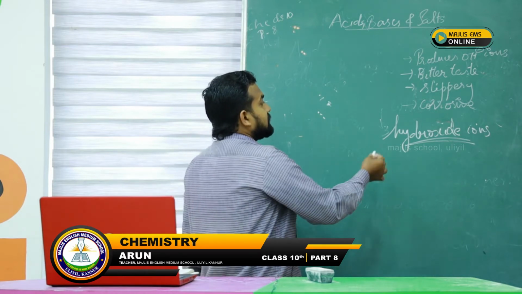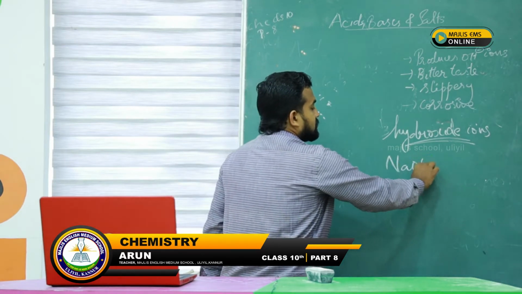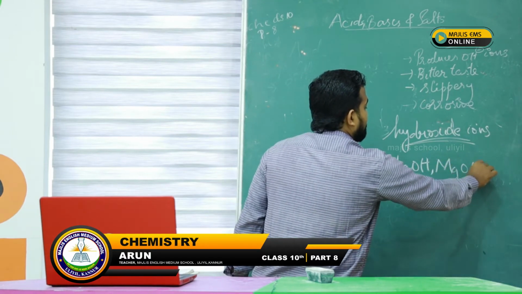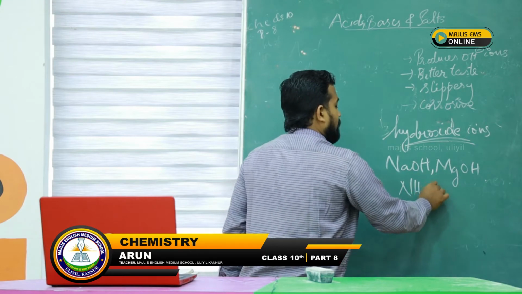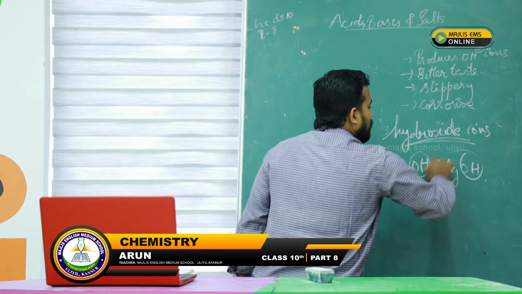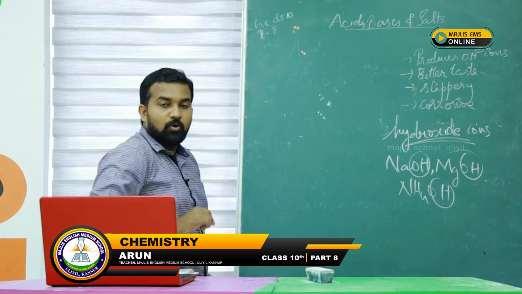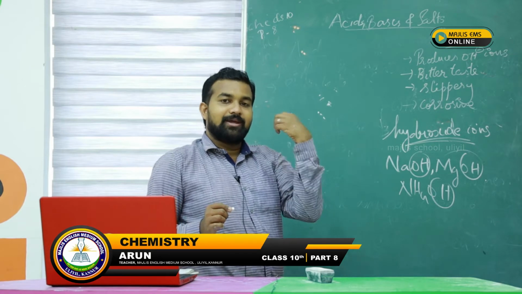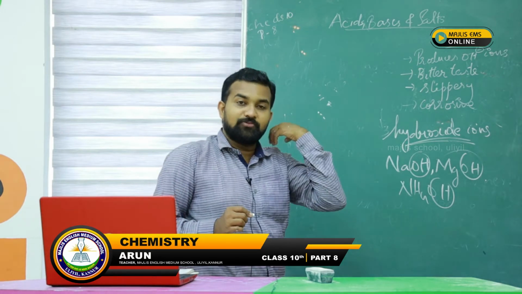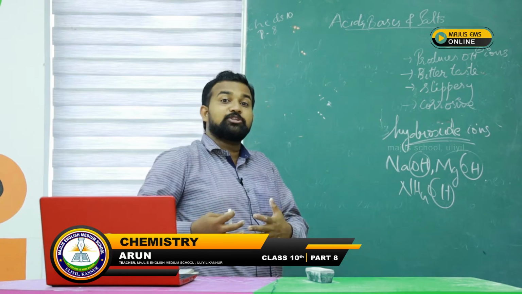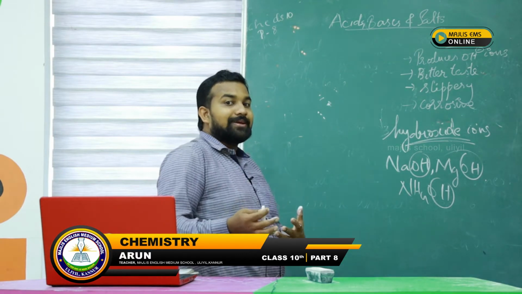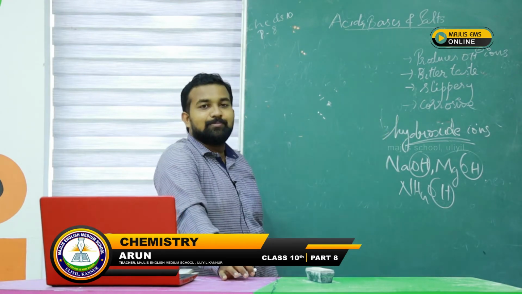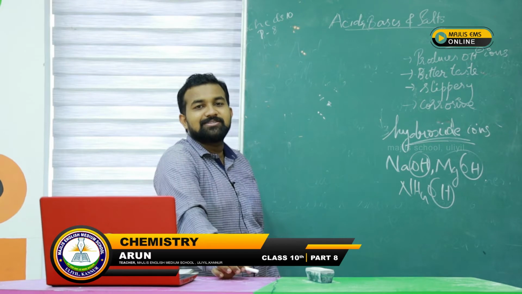Okay, so the examples of bases: sodium hydroxide, magnesium hydroxide, ammonium hydroxide. All these have OH minus ions. Whichever substance has OH minus ions and is ready to give them away, to produce them for another type of reaction, then we will call it a base.